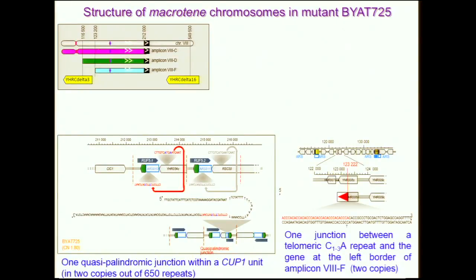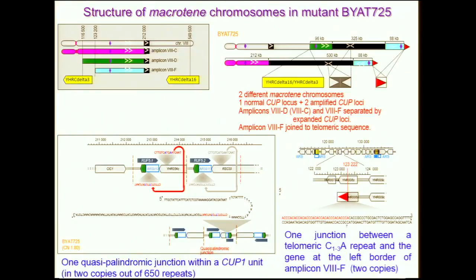Same thing, and I will go quickly on that because it's again the same idea. But basically what we have is a quasi-palindromic junction, not the same, in the CUP locus for this mutant. Here we have a junction between the intergene, which is at the end of this fragment, and a CA repeat of telomeres, which allowed us to propose a structure in which we have two macro chromosomes with two amplified CUP loci flanked by segmental duplication, one of which is attached to a novel telomere.